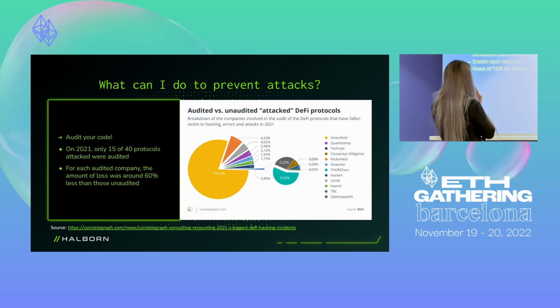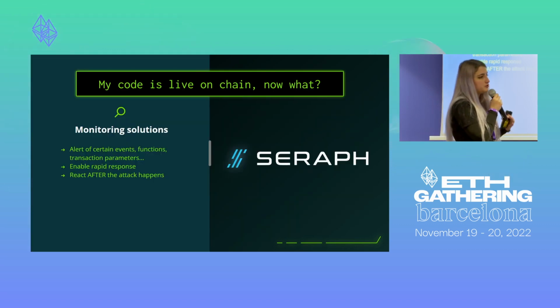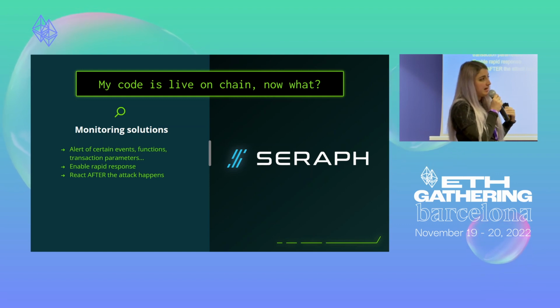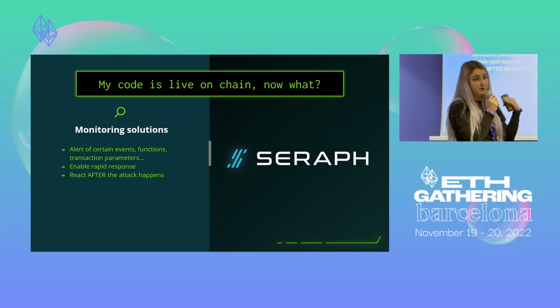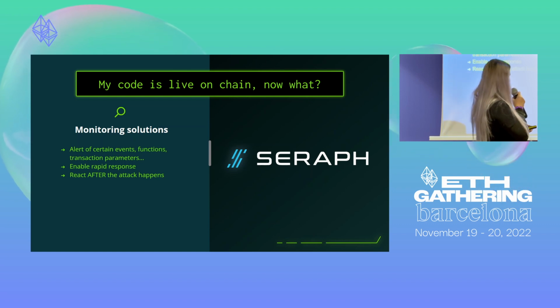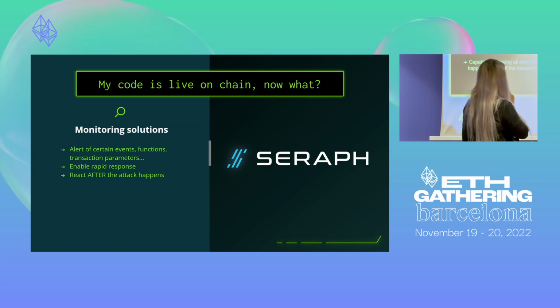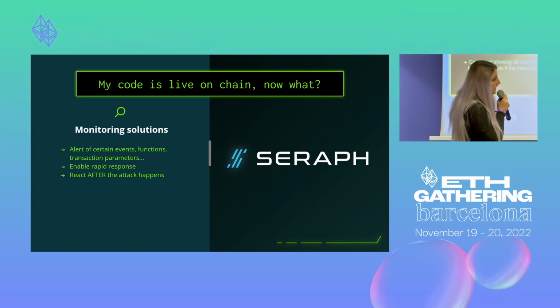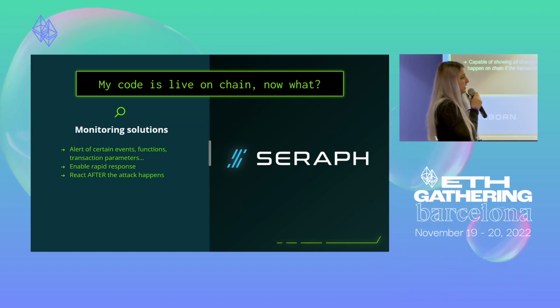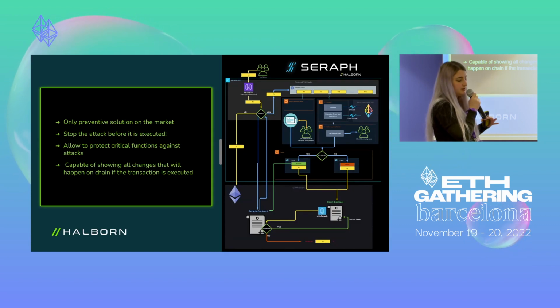On one side, we have monitoring solutions that usually trigger when an event or any kind of transaction happens, or you can put different filters. They allow the user to react quickly, for example by pausing the contract. But the problem is that they act after the transaction has been made, so it's not a preventive solution, it's a reactive one. And then we have Tenderly Web3 Actions, which I'm showing here. It's actually the only preventive solution on the market, capable of stopping attacks before they happen. So with it, the analyst is able to see the whole trace of the transaction.